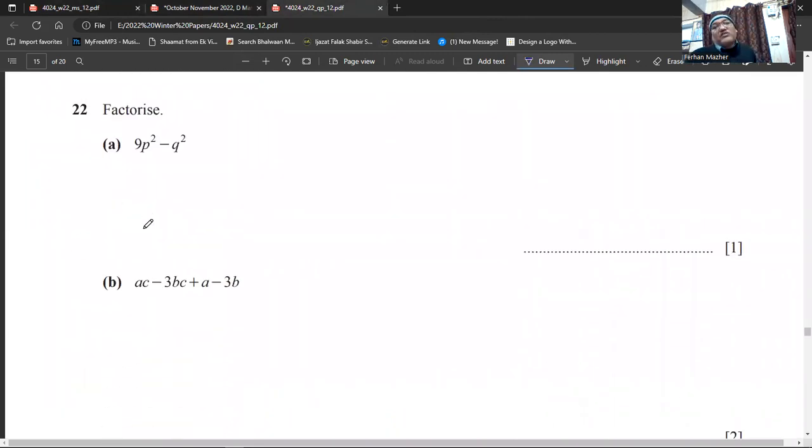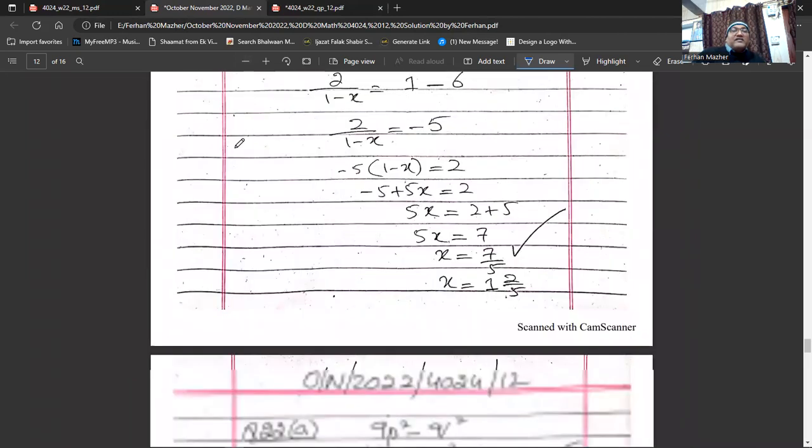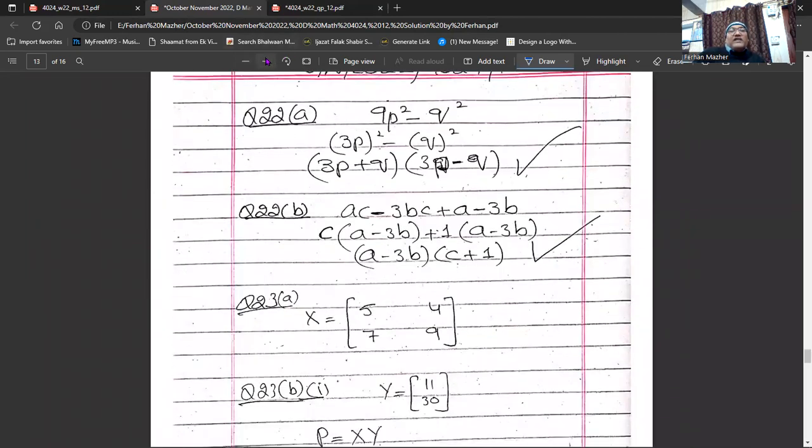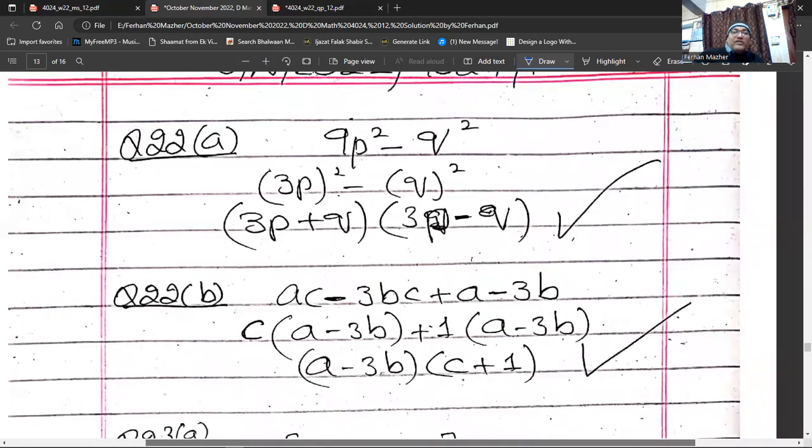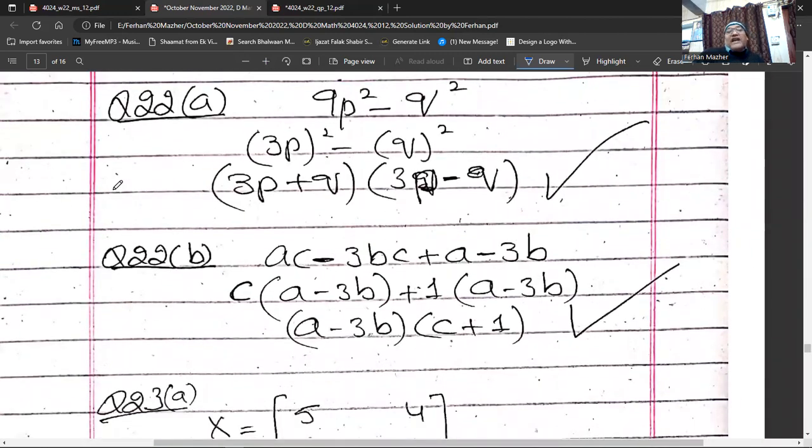Question number 22, he says factorize. A part is 9p square minus q square. So this is the difference of two perfect squares, and the solution is very simple. Because you have two perfect squares here, 9p square is 3p whole square, and q square is q square. So 3p whole square minus q square.